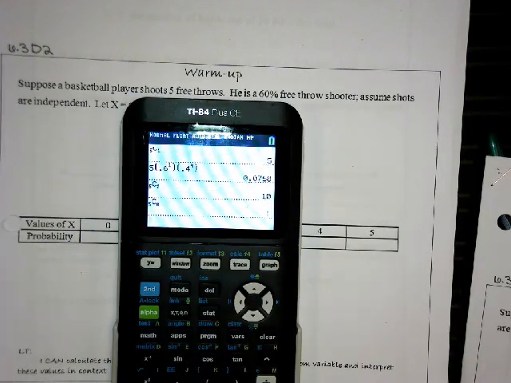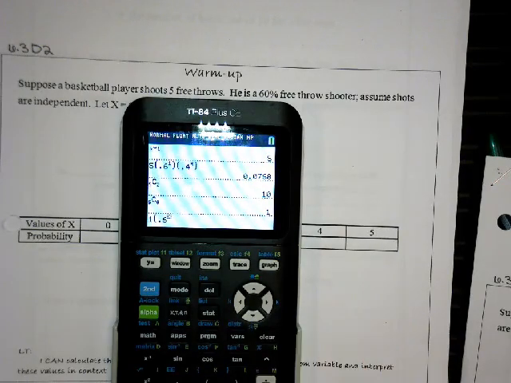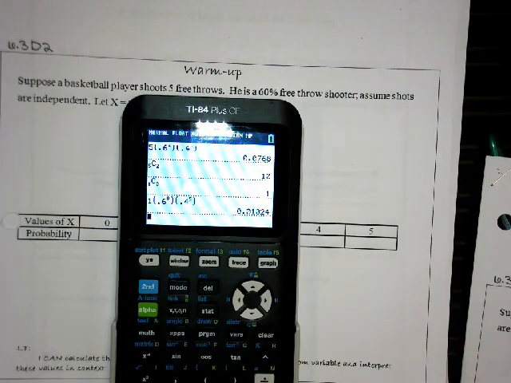And then that equals one. And you would do that for each one. So you just put one times 0.6 raised to the zero power, and then you would multiply it by 0.4 raised to the fifth power, and then that would be your answer for zero. And then you have to do it for 1, 2, 3, 4, and 5.